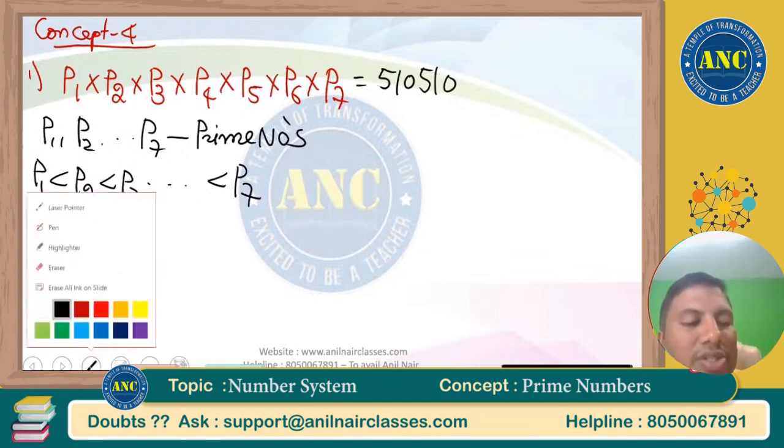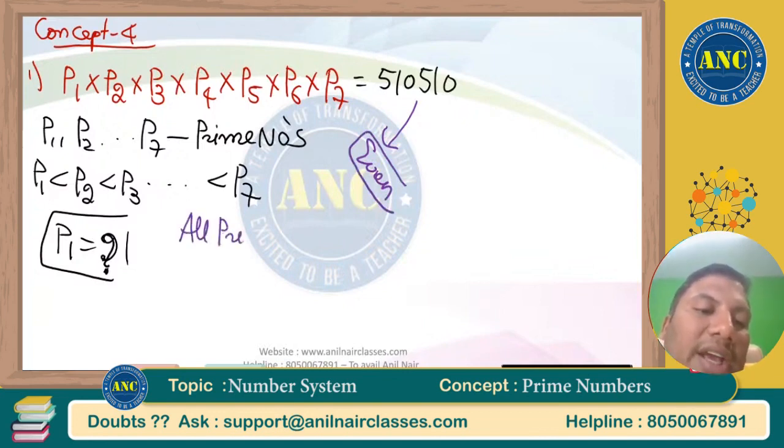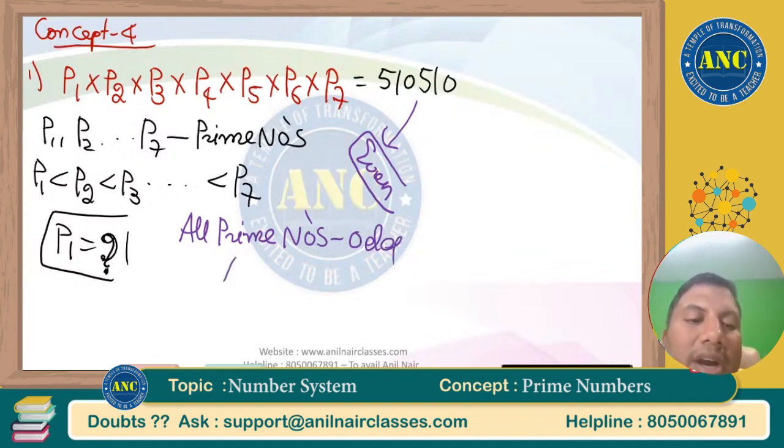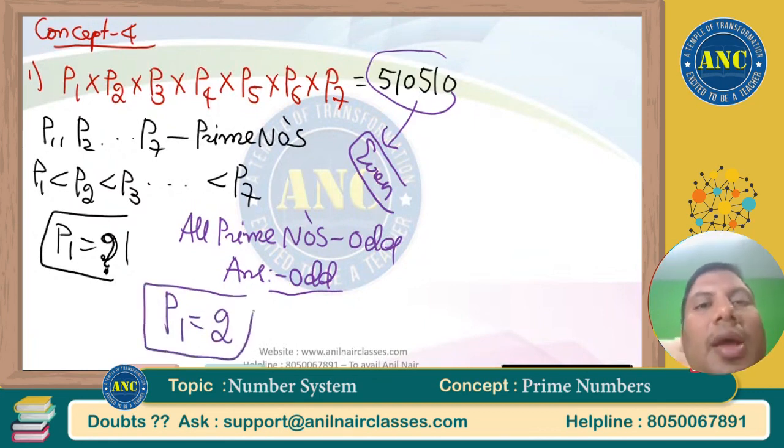So that you will understand the various divisibility rules. Now see here. P1, P2, P3, P4, P5, P6, P7. The product is 510, 510. It is an even number. If I take all the prime numbers as odd numbers, odd into odd into odd and so on up to odd, the answer will be odd. But in the question it is given as 510, 510, which is an even number. All the 7 cannot be odd numbers. One number has to be even. So P1 is nothing but 2, because in the set of prime numbers, the only even number is 2.